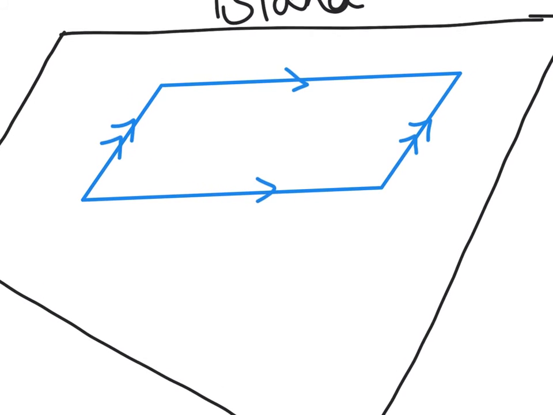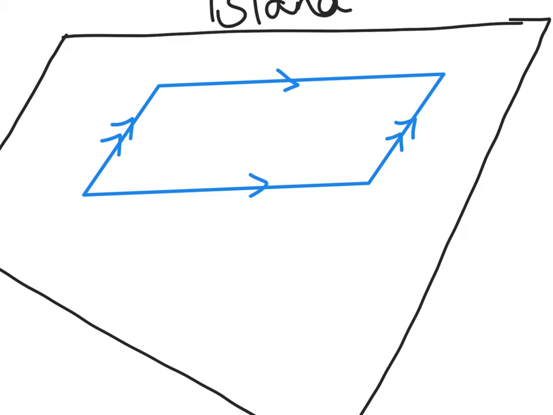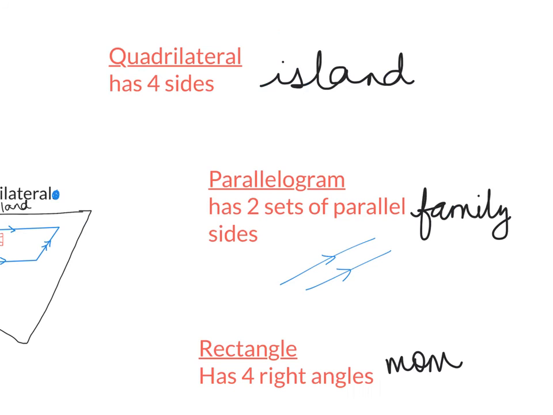So in the family, this is a nice story, right? In the family, there's a mom, and the mom is going to be a rectangle. Now, sometimes people have trouble defining what a rectangle is, so I'm going to give you a definition. A rectangle is a shape that has four right angles. Now, there are some other things that are true about a rectangle, but the base definition of a rectangle that I want you to know is that it has four right angles.